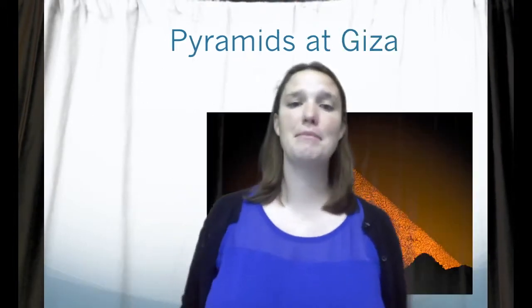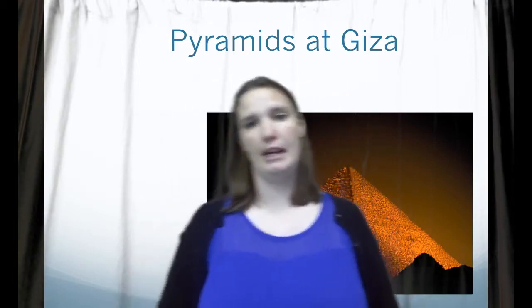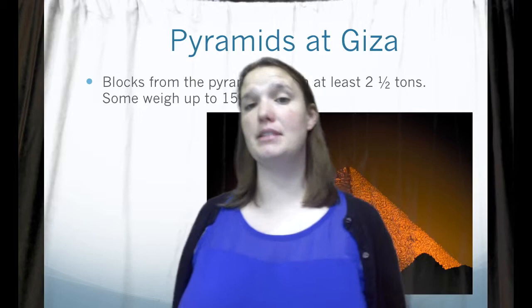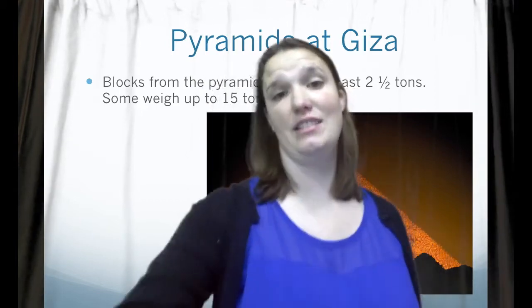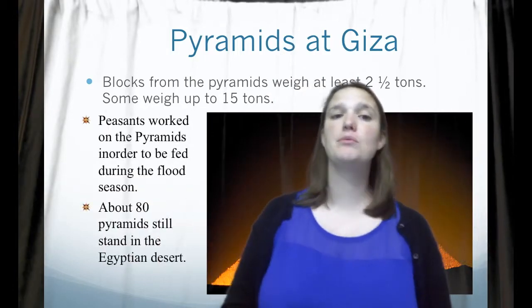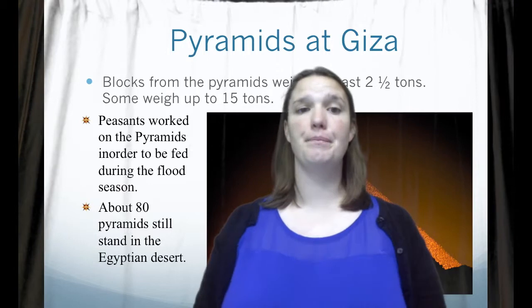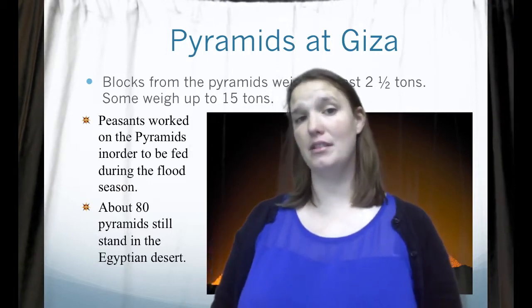So there's a couple main pyramids. This is the Pyramid of Giza, possibly the most famous pyramid out there. And it was made from blocks that were about 2.5 tons. Some of them weighed up to 15 tons, so very, very big. These were built by peasant workers, and there are still about 80 pyramids left.